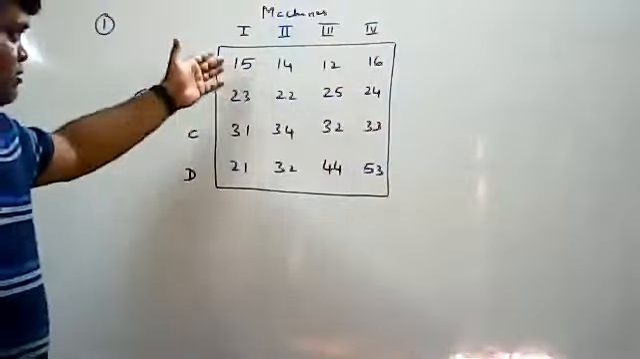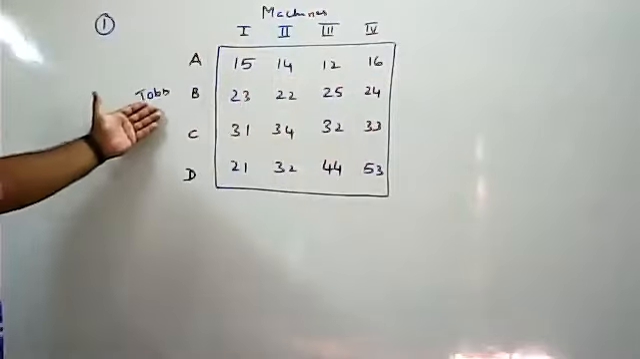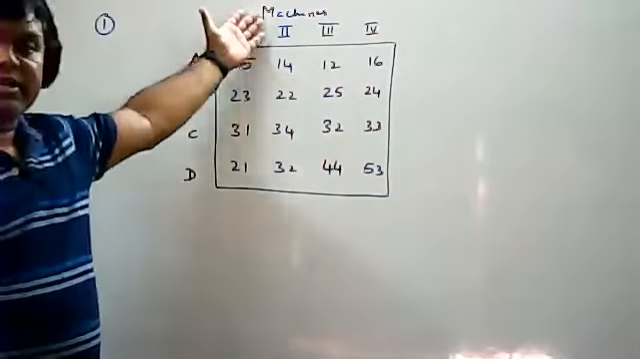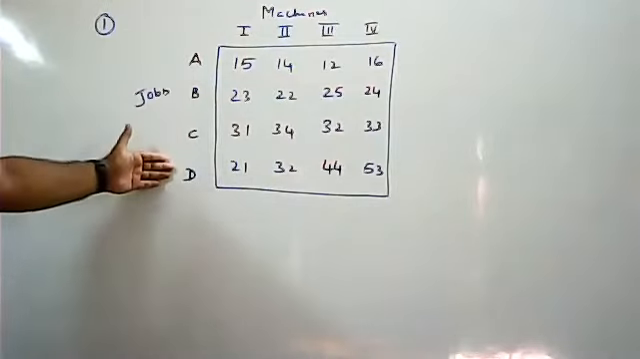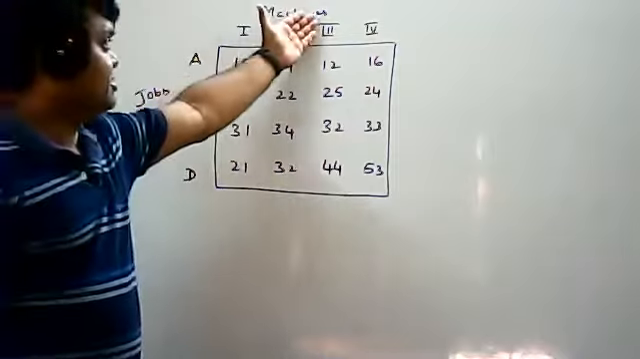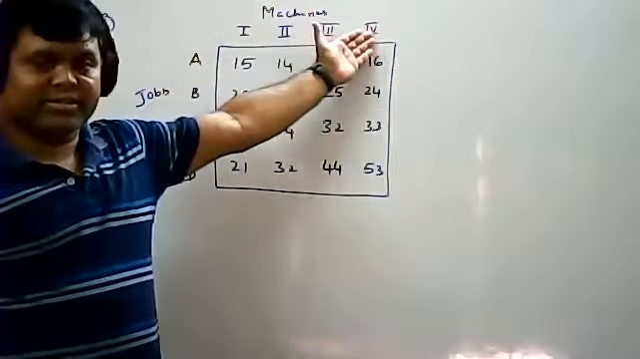So I have taken one problem. If you observe here, rows are there, columns are there. On the row side I have taken jobs. How many jobs have I considered? A, B, C, D are the jobs. These are the 4 jobs I have considered. And how many machines have I considered? 1, 2, 3, 4 machines I have considered.